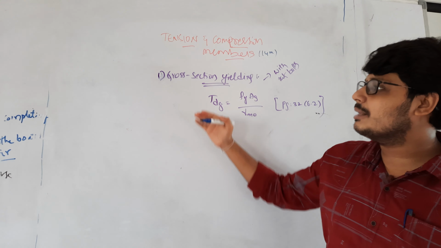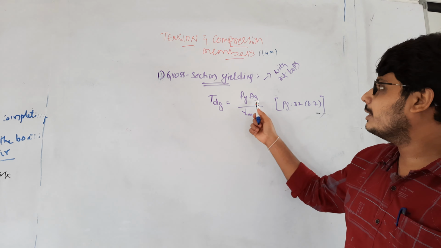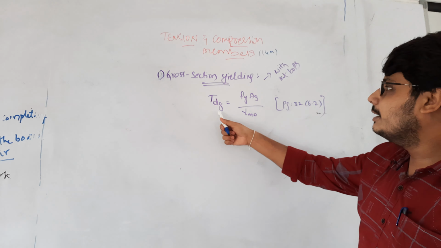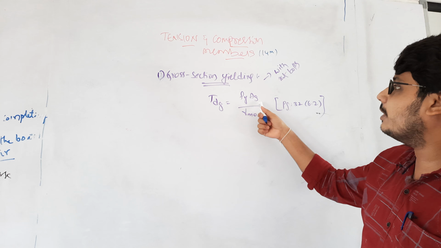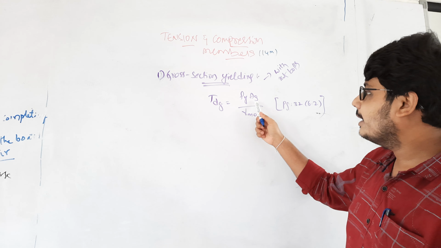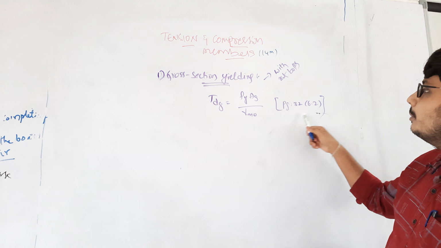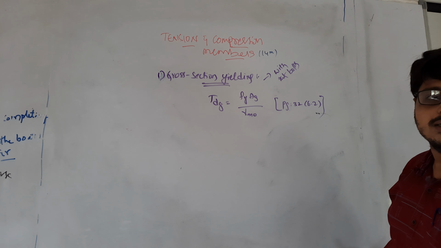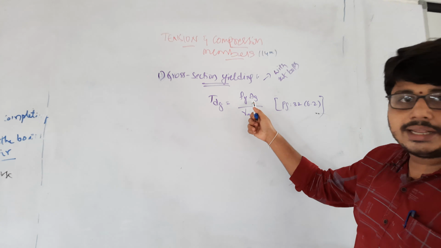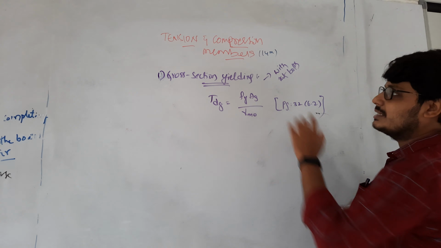To find the design strength in gross section yielding, we have Tdg equals fy Ag by gamma m0. We know the values of fy, Ag and gamma m0. Please remember this gross section yielding formula is on page number 32. Here fy is the yield strength, Ag is the gross area, and gamma m0 is the partial safety factor. So this is gross section yielding.